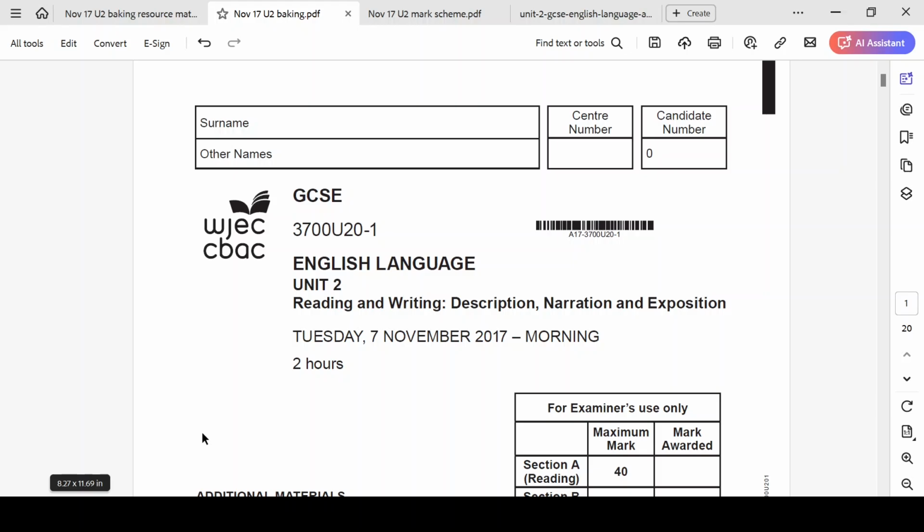Hello, this is a walkthrough of a WJEC GCSE English Language Unit 2 past paper, and as you can see it's the November 2017 paper. I'm going to show you how you can get hold of these past papers and the resource materials and even the mark schemes for free from the WJEC website, just in case you didn't know how to do that.